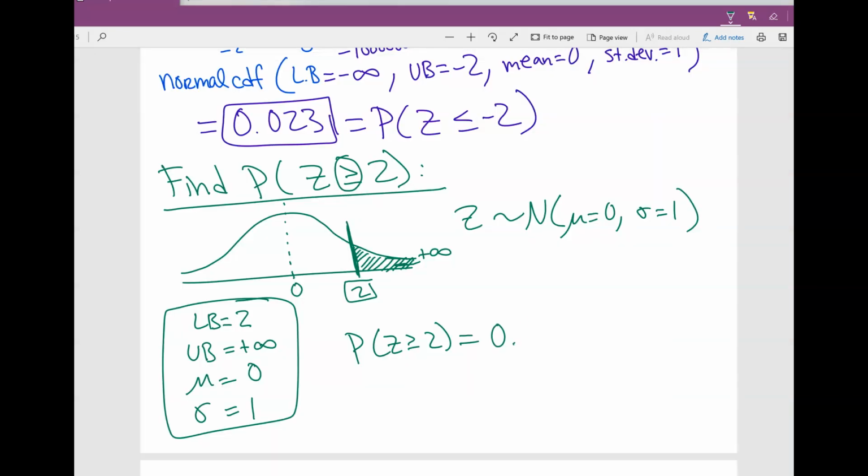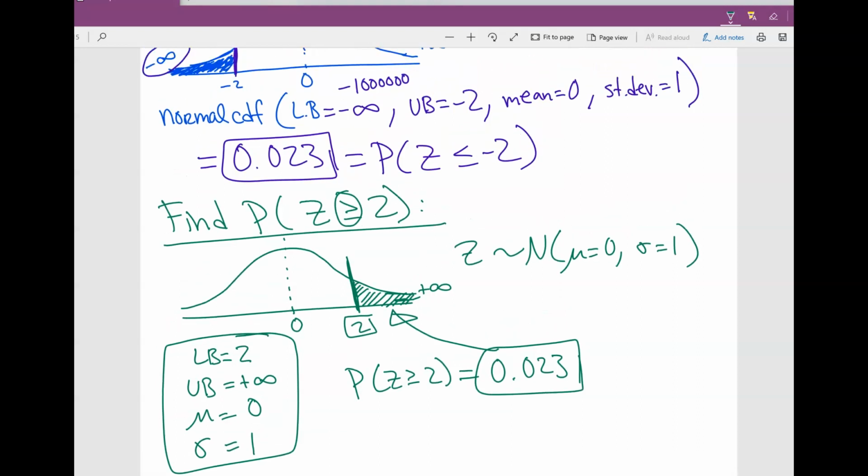Our mean is still 0. Our sigma is still 1. And then the lower bound is going to be now 2. And my upper bound is going to stay at positive infinity, so that one stays the same. Then we're going to go down to calculate, and we're going to get still the same thing, 0.023. So what this means is that this area right here that we shaded is equal to 0.023.